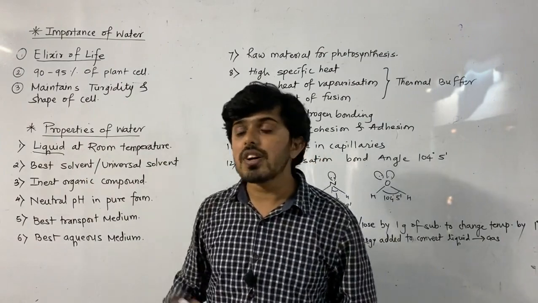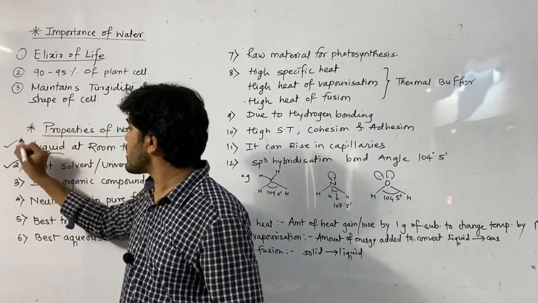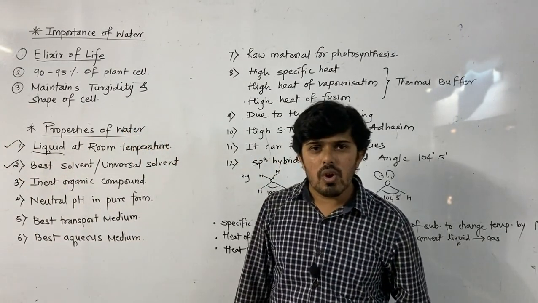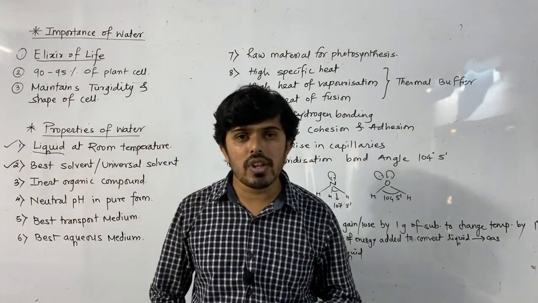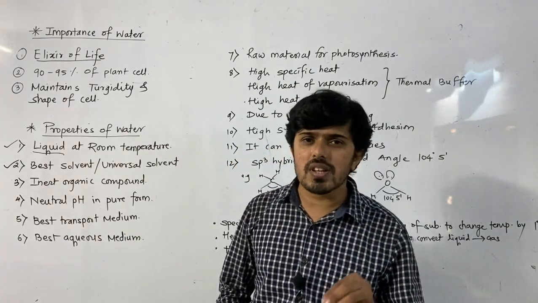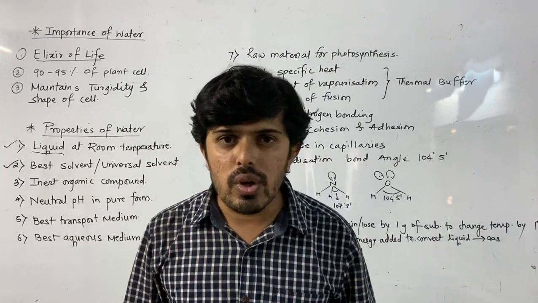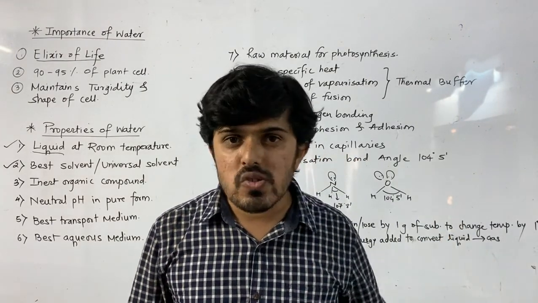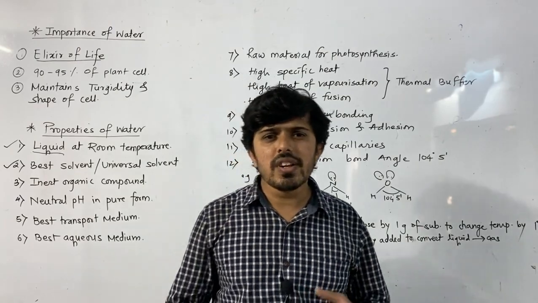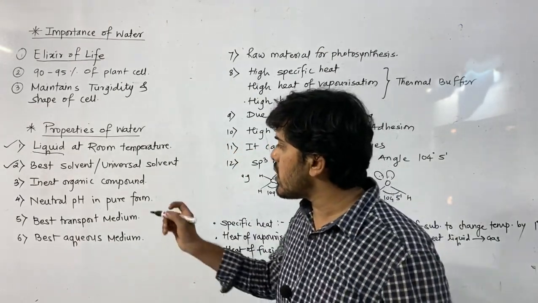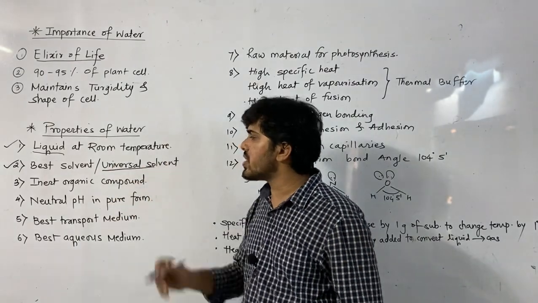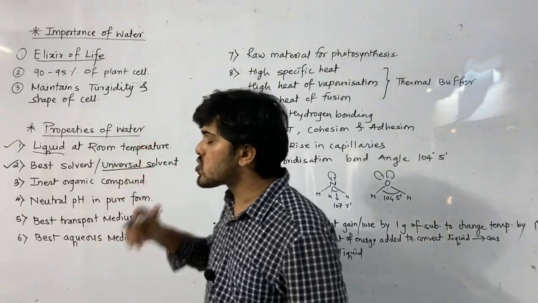Water is considered the best solvent. Best solvent means the maximum amount of solutes can easily be dissolved in water. Very few solutes are insoluble in water. They are soluble in organic solvents, but if you consider the quantity of solutes, the maximum solutes are soluble in water, hence we also consider it as universal solvent.